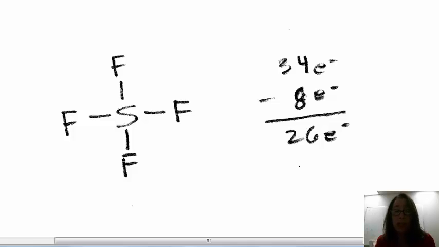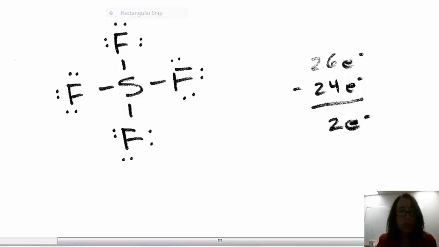And the next step is to distribute these electrons as lone pairs on the outer atoms. So I see that I have 4 fluorines, and each fluorine needs 6 more to satisfy the octet rule. So 6 times 4 is 24. So after I distribute those electrons, I'm still going to have some left over. So here is my Lewis dot structure, and what do I do with these 2 electrons? Well, I place them on the central atom.